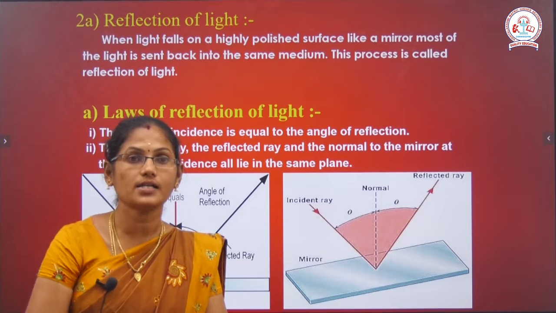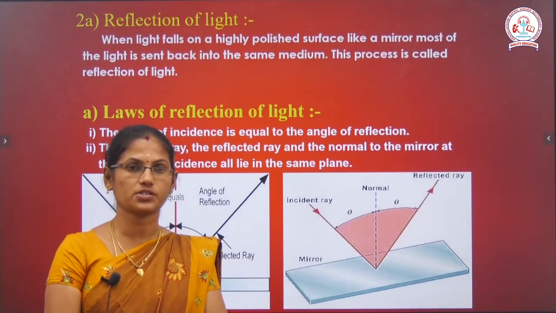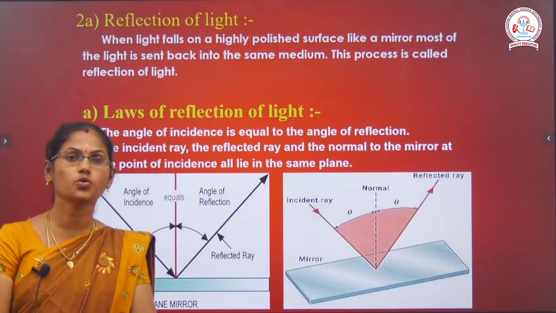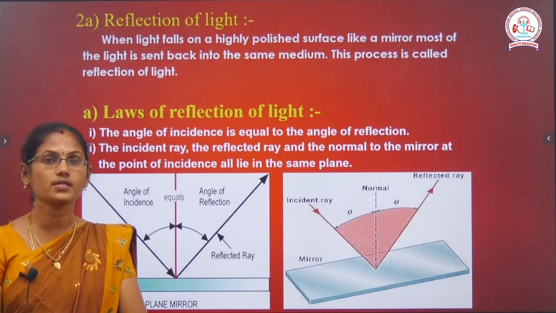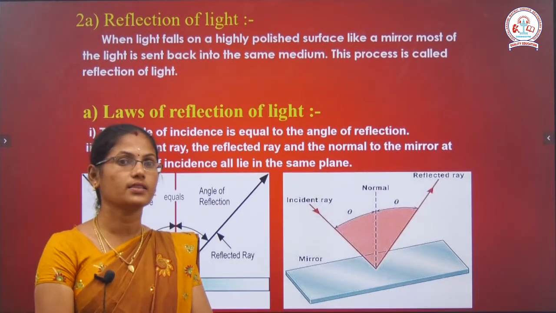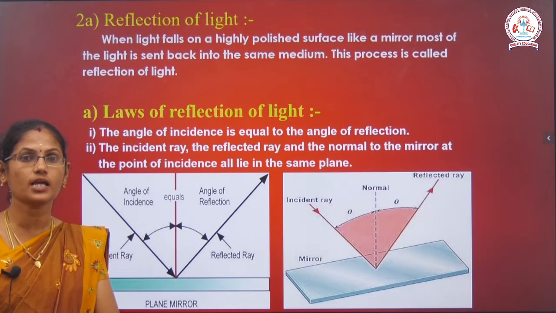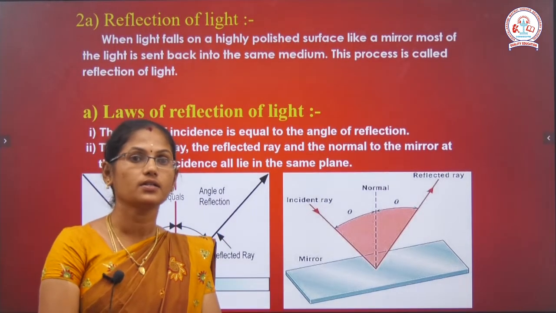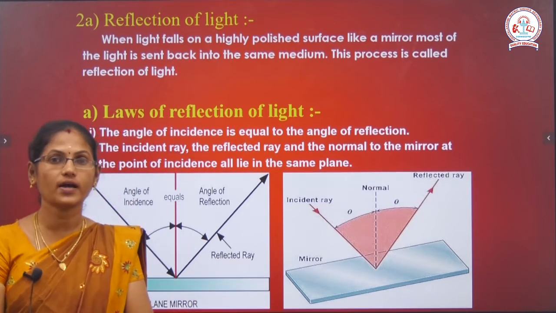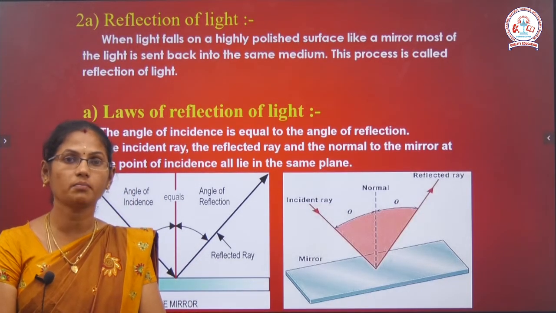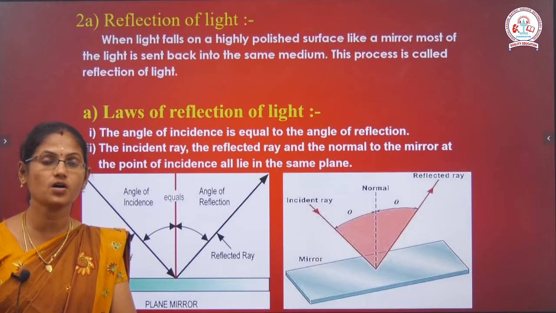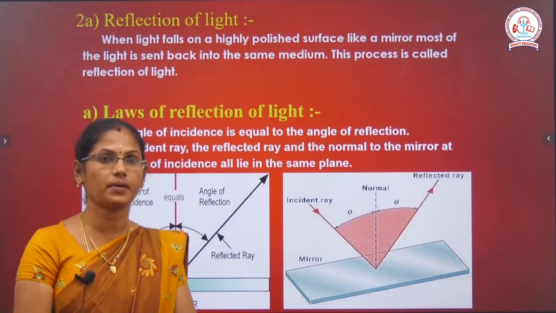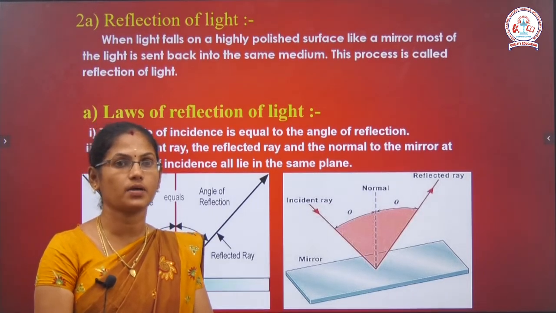And next thing, there are two laws of reflection. There are two statements or two laws of reflection. So what is the first statement? The angle of incidence is equal to the angle of reflection, and second statement, the incident ray, the reflected ray and the normal to the mirror at the point of incidence all lie in the same plane. So this is the second statement.